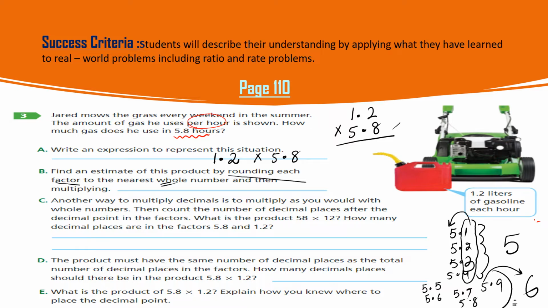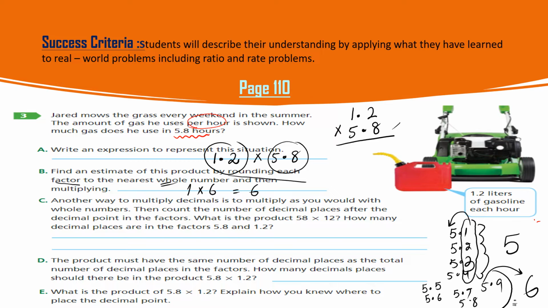Okay, they are asking you to find the estimate of this product. What is the estimate of 1.2? It's 1. What is the estimate of 5.8? It is 6. And 1 times 6 is 6. So your estimated value will be 6 liters.